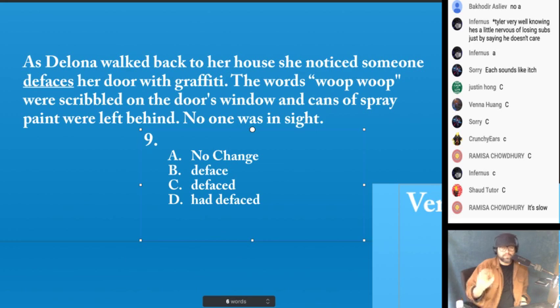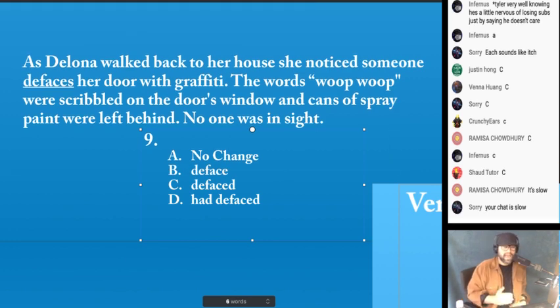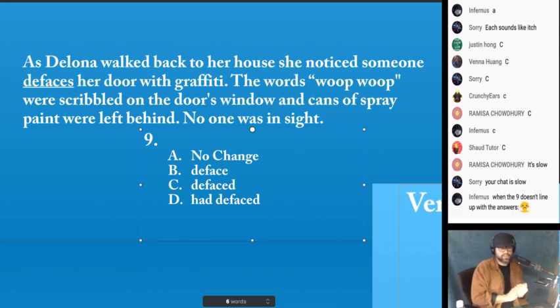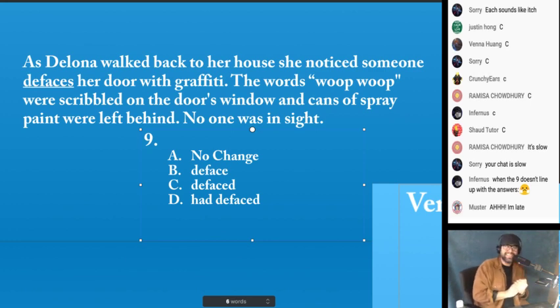So this one is matching the tense, right? And it's not a simple tense because we know that it's in past tense. Delona walked, noticed, scribbled, you know what I mean? Was in sight. So all the verbs are in the past tense. Going into the answer choices: defaces, no change, is present tense. Deface is present tense. Defaced is past tense. And D, had defaced, is past tense.